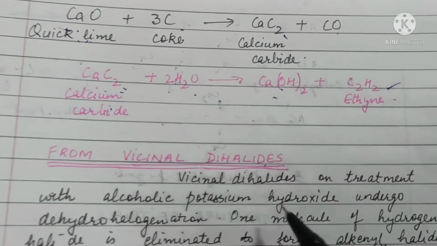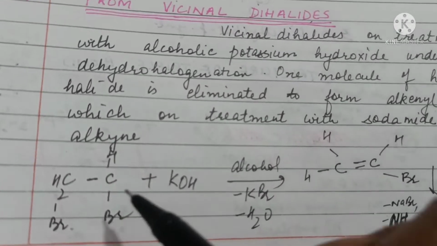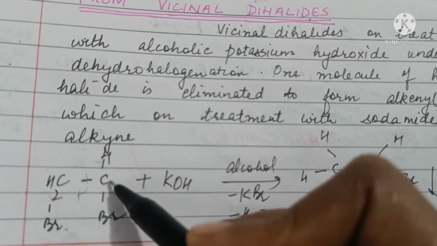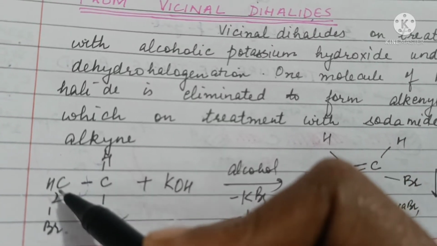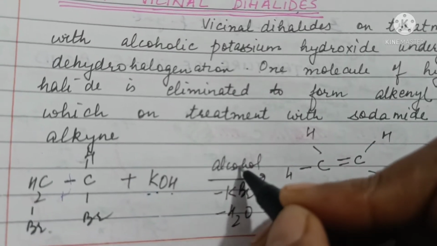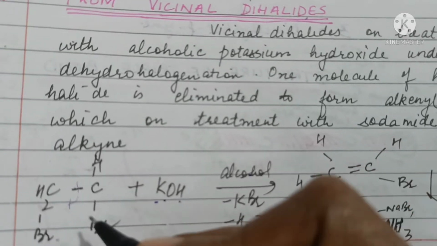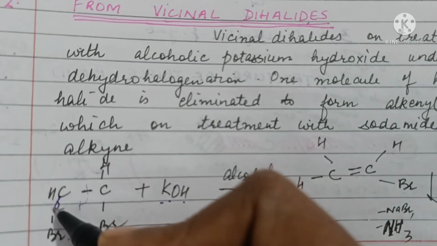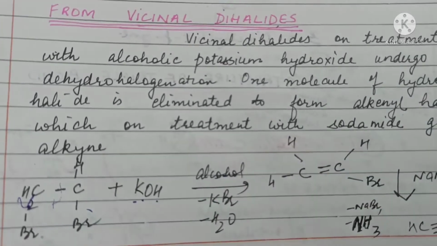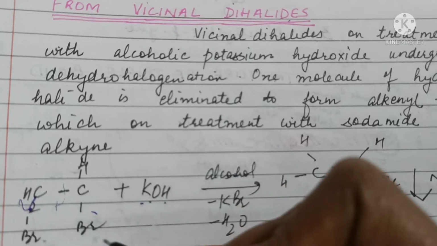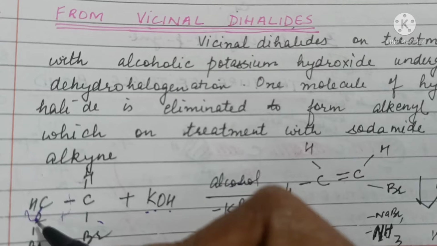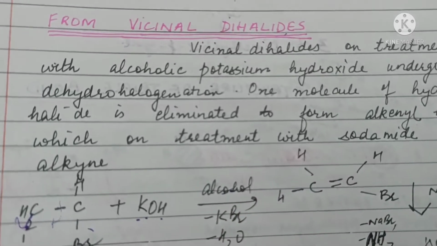From vicinal dihalides also we can prepare alkynes. So this is a vicinal dihalide, meaning halogen atoms are present at two adjacent carbon atoms. If we react it with alcoholic KOH, that is KOH in presence of alcohol, it will cause elimination. First one H and one Br of adjacent carbons will combine to form HBr. This HBr will react with KOH to form KBr, and a double bond, because H and Br are removed, a double bond is formed here.